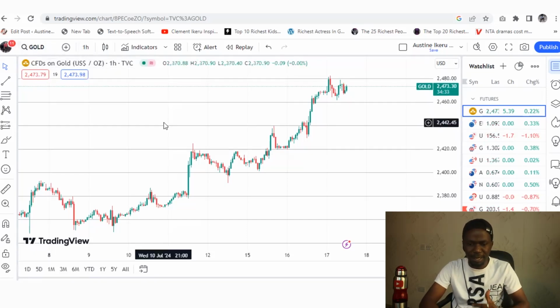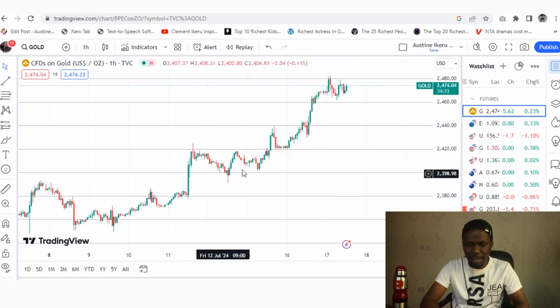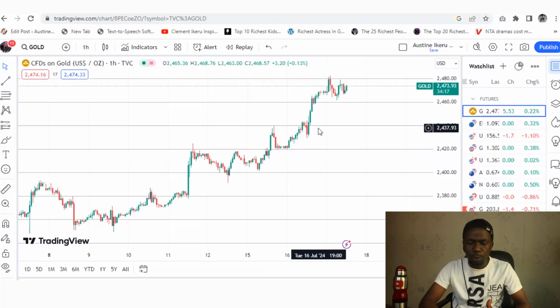1 hour time frame. So now the next thing we have to look into is the market structure, which has to do with uptrend, downtrend, and range. So if you look at this market, you clearly see that this market is in an uptrend, right? Gold is in an uptrend. So what we are going to use right now is a trend line to confirm if truly gold is in an uptrend.